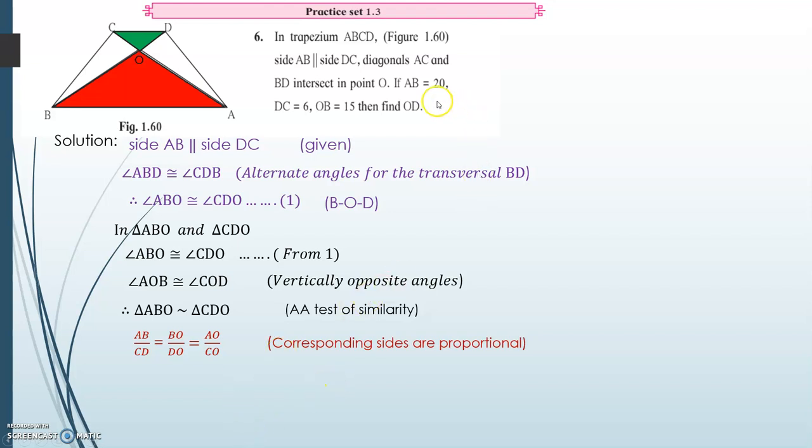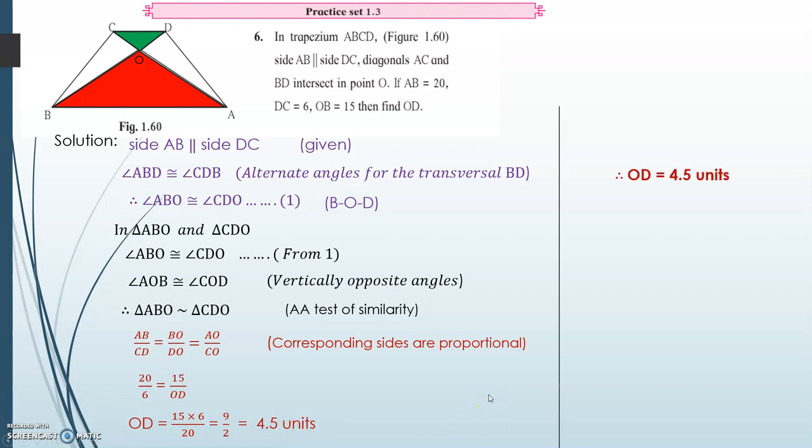Now, let's substitute the values. AB is 20, DC is 6, BO is 15, find DO. So, we will substitute the values in the first two ratios. Third ratio, we will not look at it at all. Now, OD is equal to 15 multiplied by 6 upon 20. So now OD we get it to be 4.5 units. Write the final step, OD equal to 4.5. This is how we do sum number 6. Let's move on to number 7.